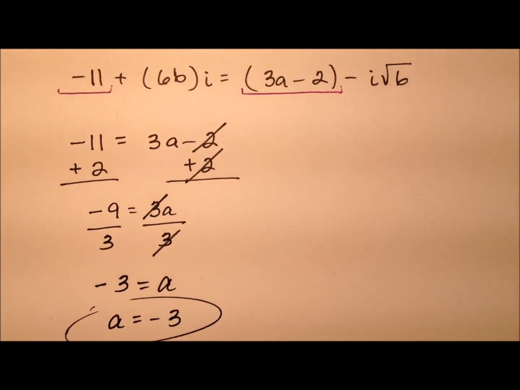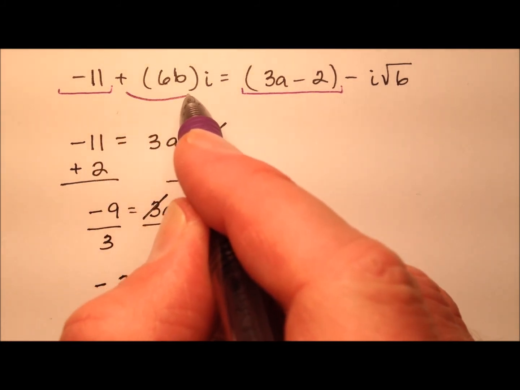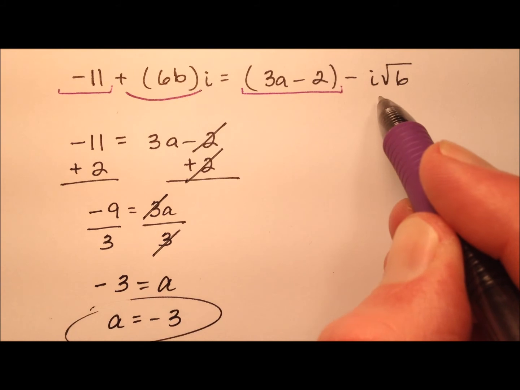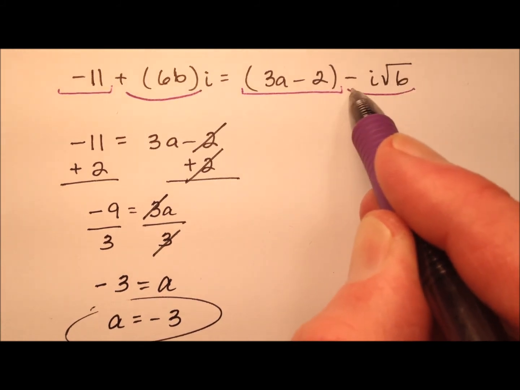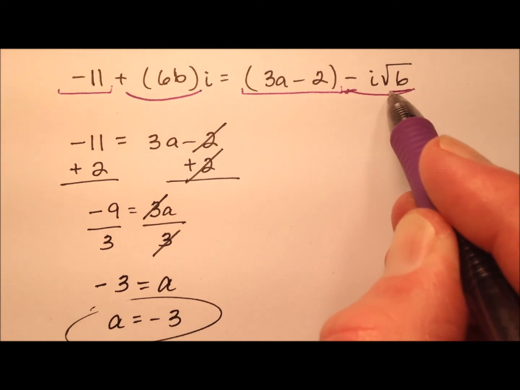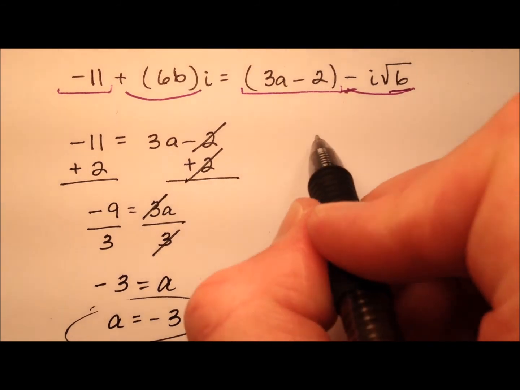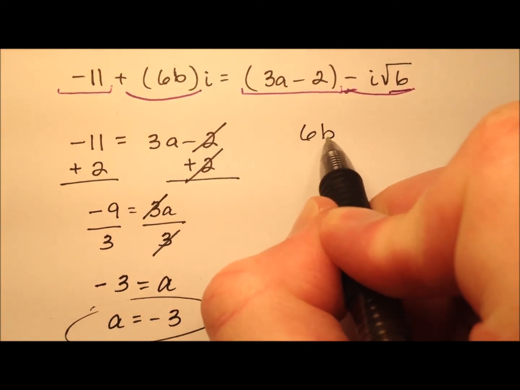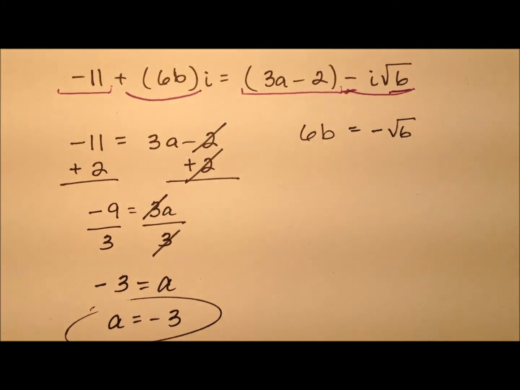So let's go ahead and tackle b. So our imaginary parts then is 6b with the i, and then negative i radical 6, so I need the negative and I need the radical 6. But the i I don't need to consider when I write this equation because both sides already have the i. So 6b, and that's positive, equals negative radical 6.